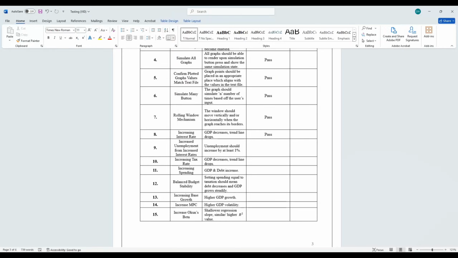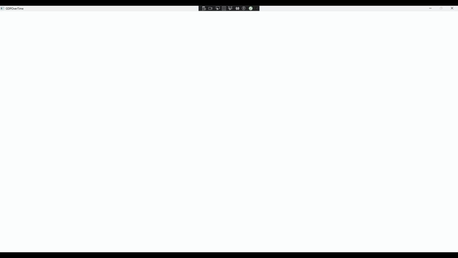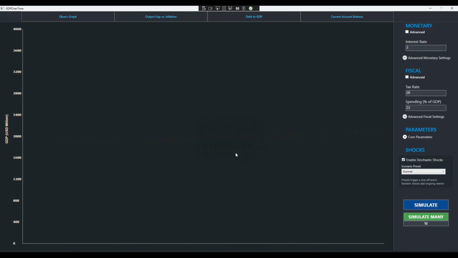The second test, test 9, is that increasing interest rates should increase unemployment by at least 1%. So once again, if we reset the simulation back to a 3% interest rate, we can simulate 20 years, and we can view the average unemployment over those 20 years and compare it to a high interest rate, and there should be an increase in the average unemployment rate over 20 years between the two different types of interest rates.